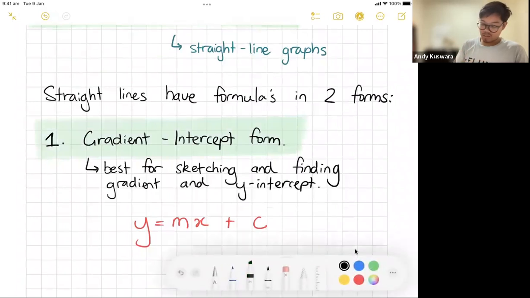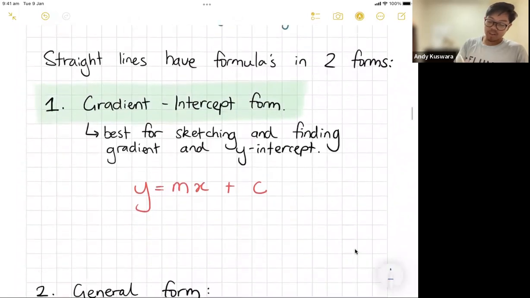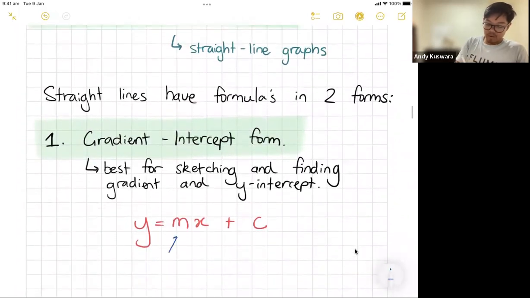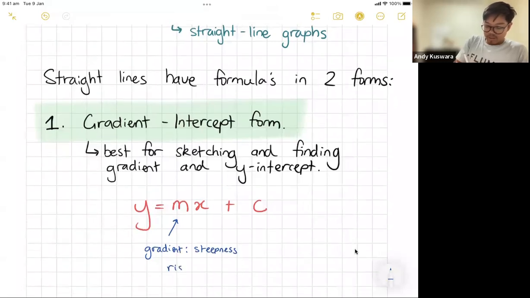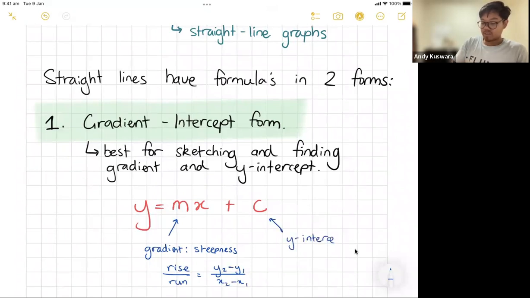The reason being is we've got this formula. Y is just part of the equation, but that m talks about your gradient, which is your steepness, or sometimes we call it our rise over run. Or if you remember, it was this formula, y2 minus y1 all over x2 minus x1. And then your plus c is your y-intercept, which is where it cuts the y-axis. Now, we'll do some examples where you can see that in action, so don't stress.